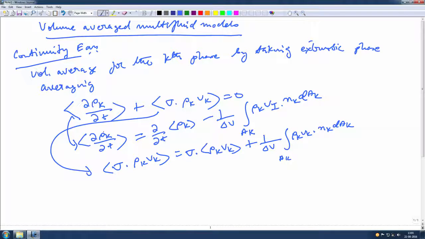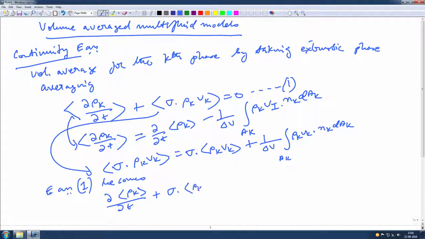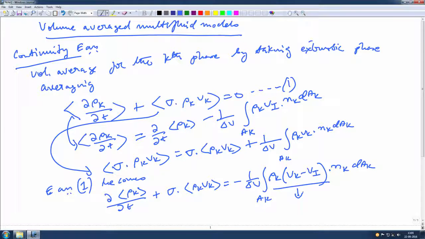Using these two, if this equation is say equation 1, equation 1 now becomes the following. That is what you get if you sum the two things. What does this term actually mean? We have already covered that. This is the mass transfer from all other phases to the kth phase due to phase change.